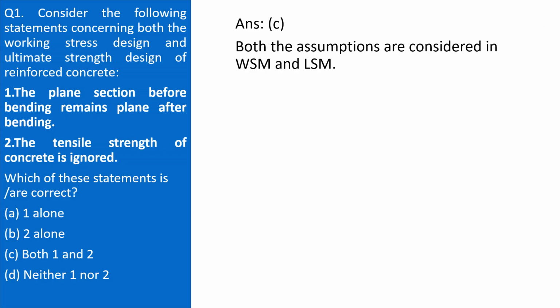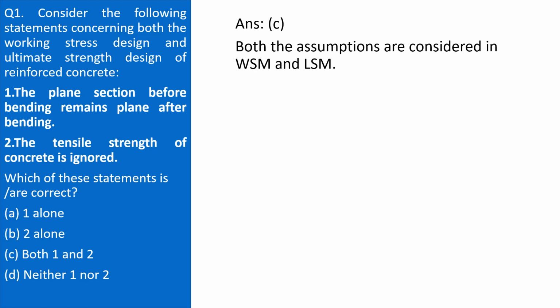So next move on to the questions. First one, consider the following statements concerning both the working stress design and ultimate strength design of reinforced concrete. First one, the plane section before bending remains plane after bending. Second one, the tensile strength of concrete is ignored. Which of these statements is or are correct? Options are 1 alone, 2 alone, both 1 and 2, neither 1 nor 2. Here we know that both statements are correct. So answer C, both 1 and 2, is the correct answer.